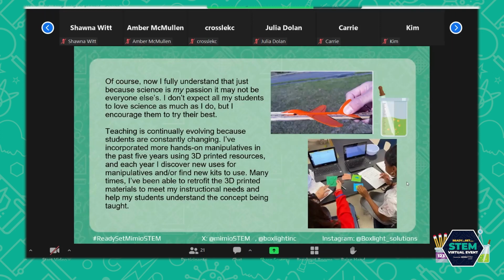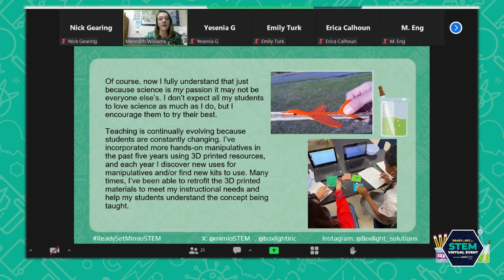No problem. So I've incorporated a lot more hands-on manipulatives in the past 5 years using the 3D printer resources. And each year I discover new uses for them. Many times I'm able to retrofit and 3D print materials to meet my instructional needs. That's why I absolutely love having that 3D printer here, because I can manipulate my own manipulatives. I can make things bigger. I can make things smaller. I can change the dimensions of them.